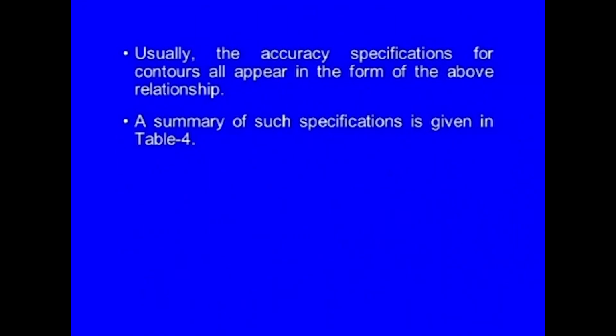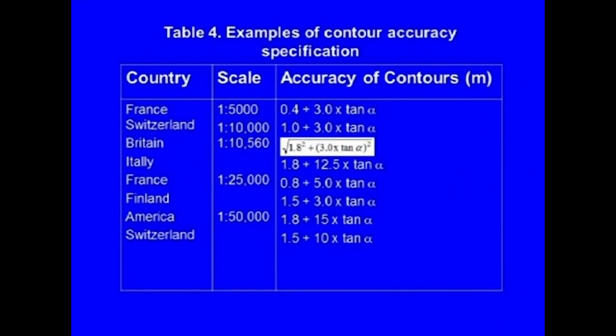Usually, the accuracy specifications for contours all appear in the form of the above relationship. The summary of such specifications has been given in the table. Normally, when we look at the accuracy specifications for contours, we find that for different regions or for different countries, depending on the scale of mapping, the accuracy of the contours can be defined.